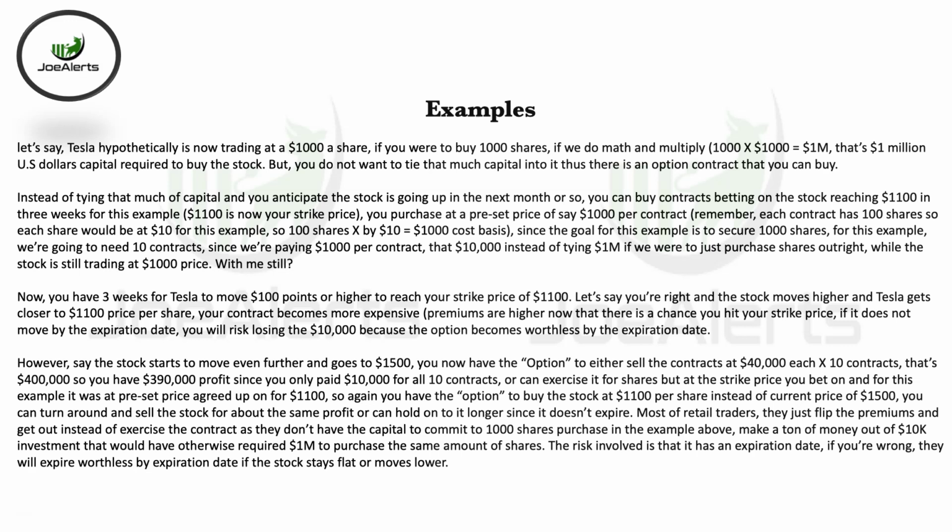So they just flip the premiums, and an investment that would have otherwise required $1 million to purchase the same amount of shares would only cost $10,000. The risk involved, however, is that the contract has an expiration date. So if you're wrong, the option contracts that you have purchased will expire worthless by the expiration date if the stock stays flat or moves lower or moves against you. So essentially you're risking losing the entire $10,000, but then again, you don't have to tie up $1 million, and profits can be very, very attractive for a little investment that you put up front.